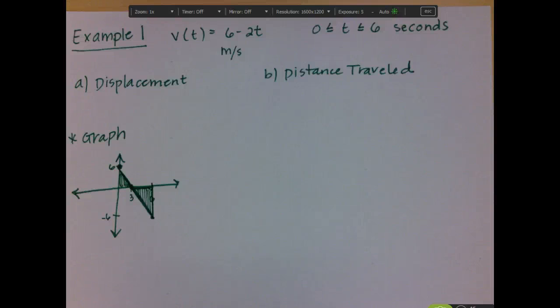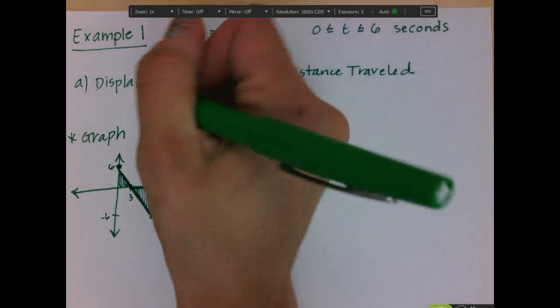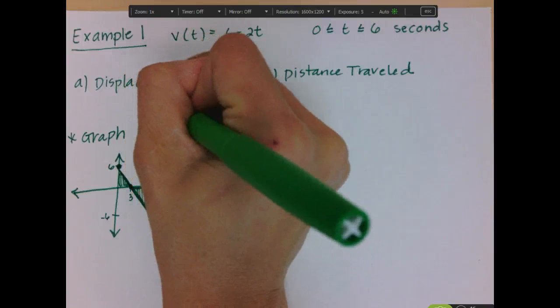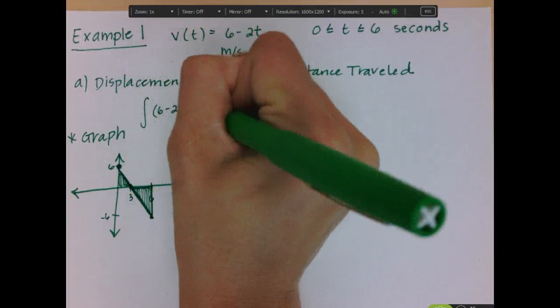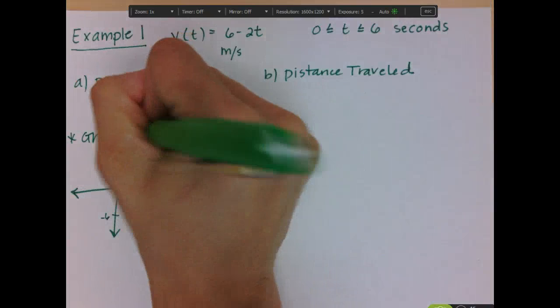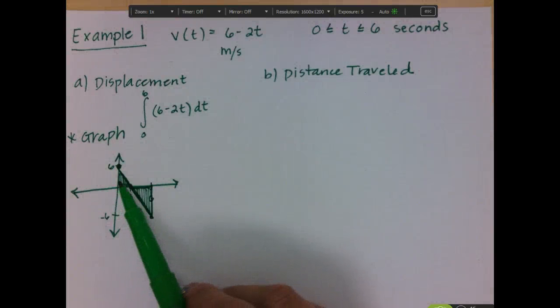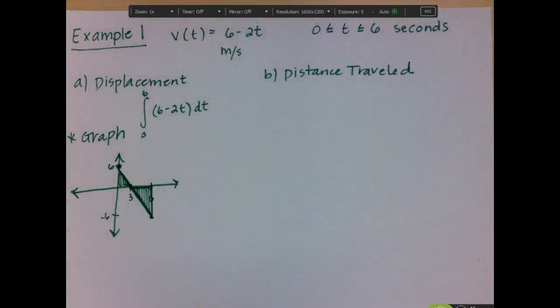So, as far as using integration to calculate displacement, all we have to do here is integrate our velocity function, 6 minus 2t, with respect to t from 0 to 6 seconds. And that will automatically calculate for us the net area when we combine this positive region with this negative region.